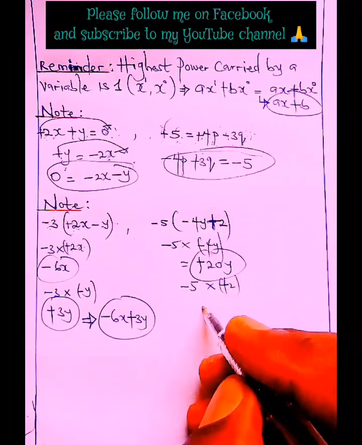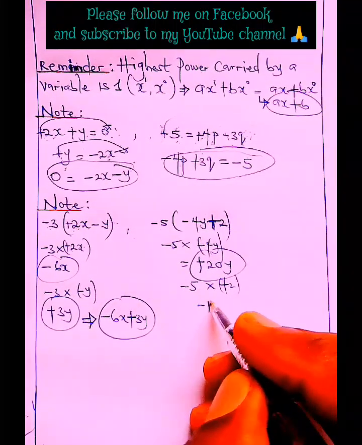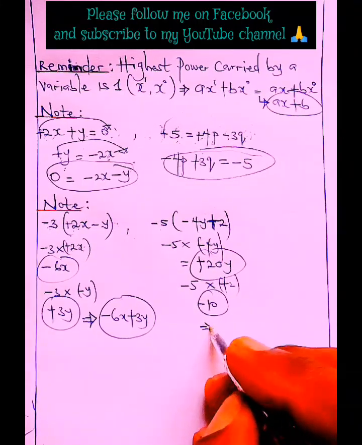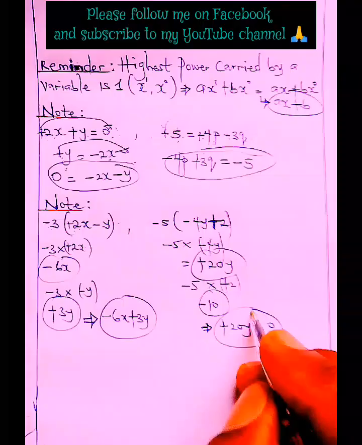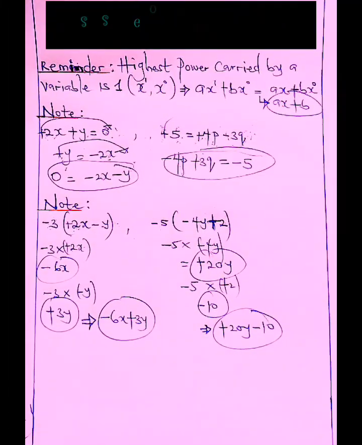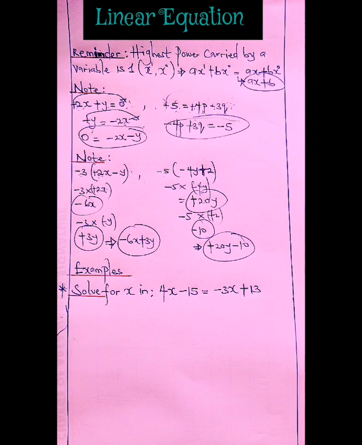So minus times plus is minus, 5 times 2 is 10. So we're going to bring them together. Let's bring them together. That'll be plus 20y, or just 20y, minus 10. So that's just that.